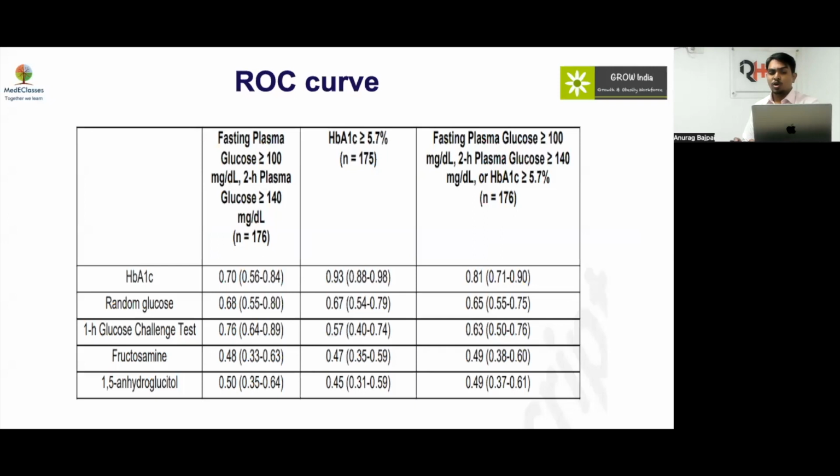So if we compare the whole table, HbA1c did a good performance in terms of the 0.7, 0.93 and 0.8 cutoff, 0.81 point. And if we compare the fructosamine and 1,5-anhydroglucitol values, then they did poorly. The cutoff point was less than 0.5. So the test was not good and not bad, it was like a coin. It was worse than flipping a coin. 0.45 is worse than that. So they didn't show a good result for the prediction of dysglycemia.